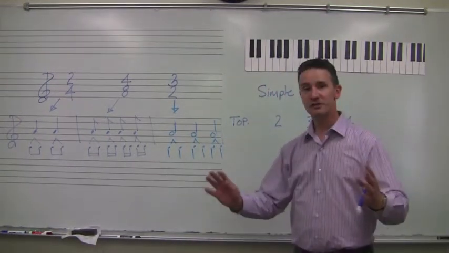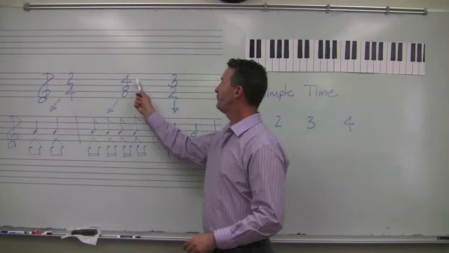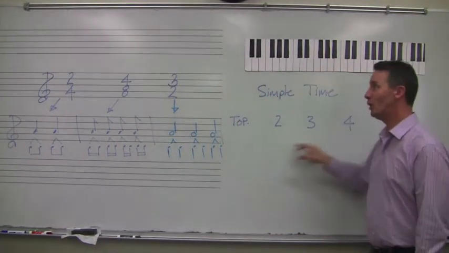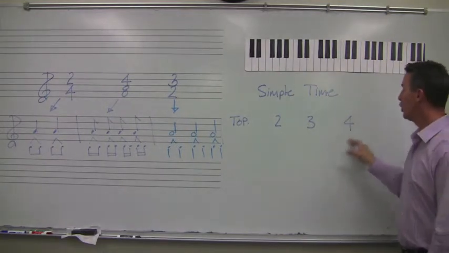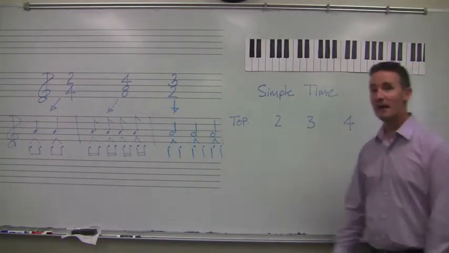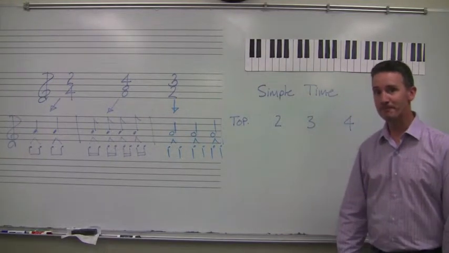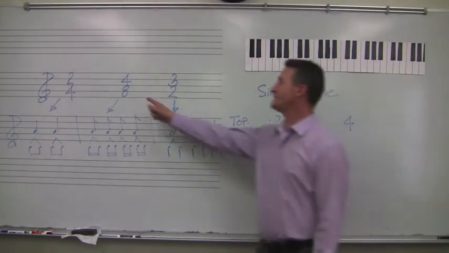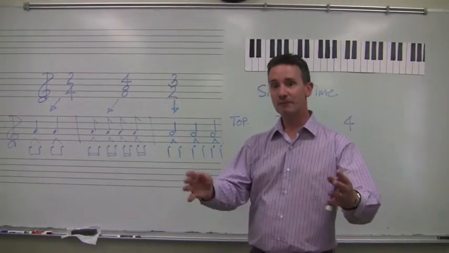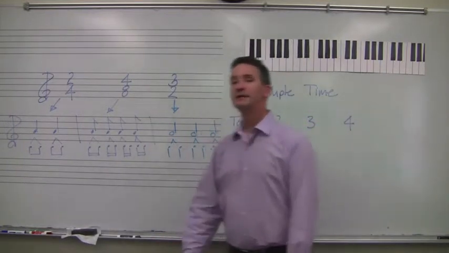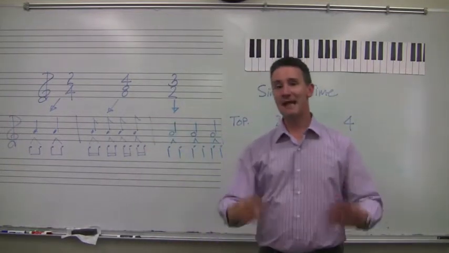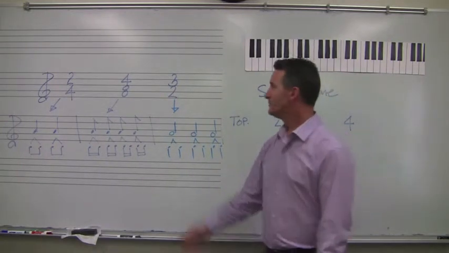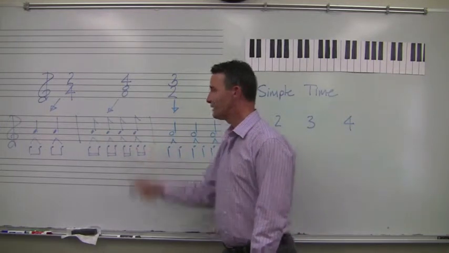Let's look at a couple of others just to make sure we've got the concept. This time we have a 4 on the top. The 4 tells us it's simple time. It's one of the 3 numbers that can occur on the top of a time signature in simple time. There are only 2, 3, or 4. The 8 underneath tells us that we are dealing with eighth notes within the measure. So we have 4 eighth notes within the measure.